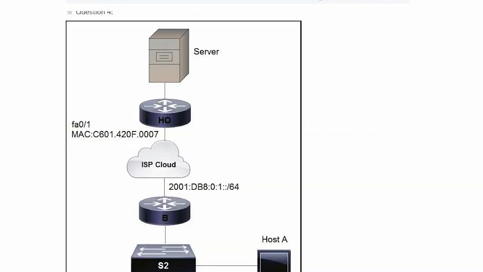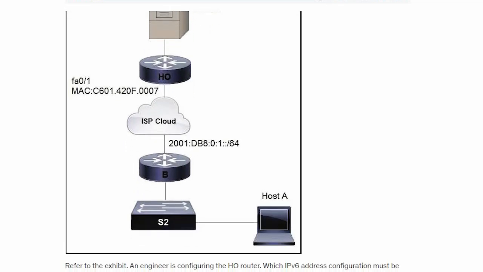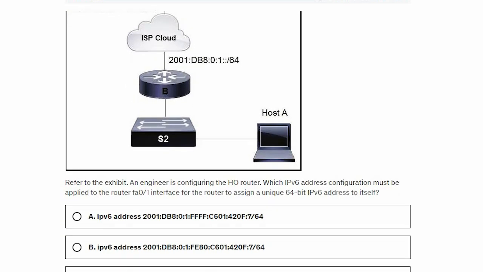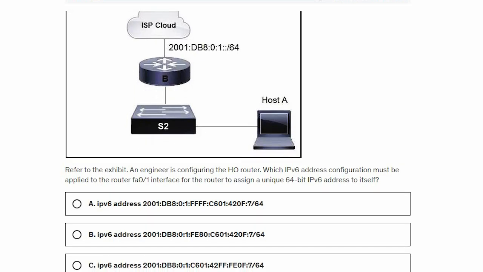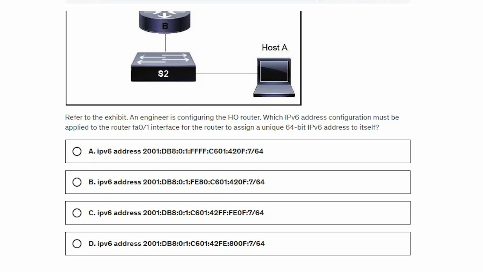Question number 4. We have a server, router, ISP, cloud, router, switch, and the host computer. Refer to this. An engineer is configuring the HQ router. Which IP version 6 address configuration must be applied to the router FA0/1 interface for the router to assign an IP 64-bit IP version 6 address to itself? A. IP version 6 address.